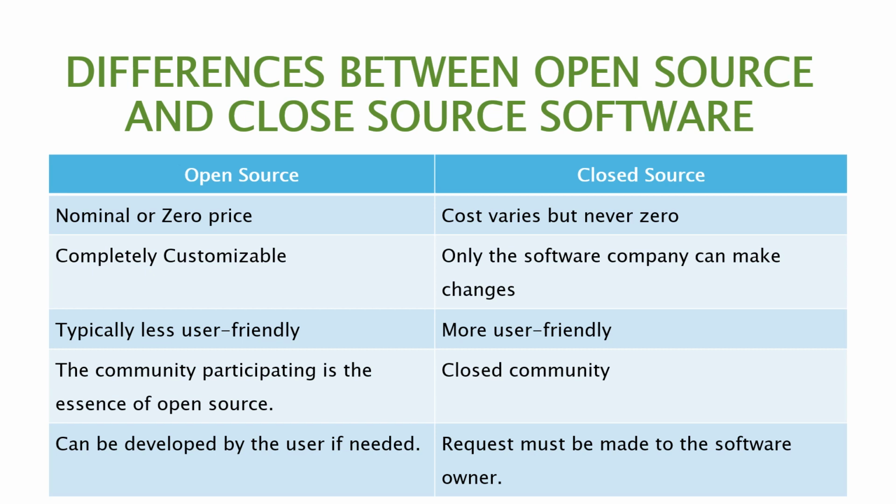Open source software is typically less user-friendly, but it can depend on the goals of the project and those maintaining it. Closed source software, in contrast, is typically more user-friendly. As a for-profit product, adoptability and user experience are often key considerations. For open source software, the community participating in development, review, critique, and enhancement of the software is the essence of open source. Closed source software does not have such communities. Enhancements or new features can be developed by the user if needed, whereas for closed source software, requests must be made to the software owner.